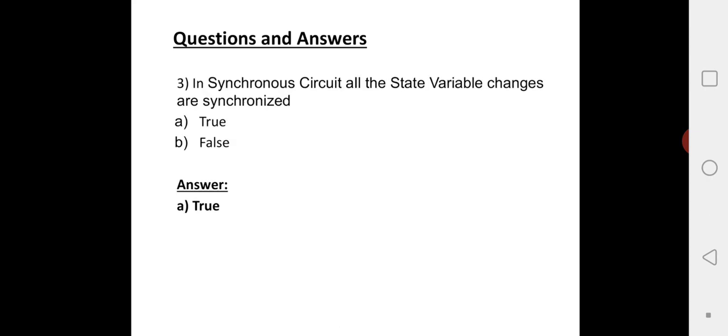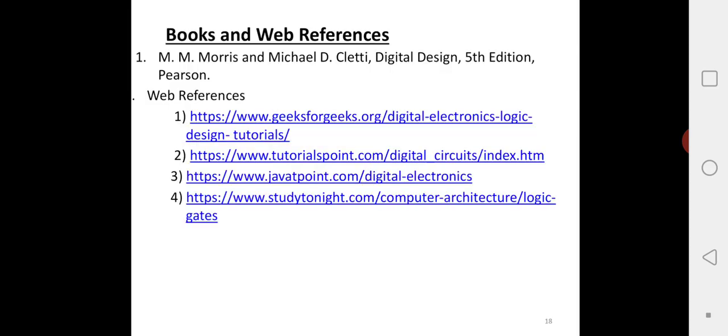Third MCQ is, in a synchronous circuit, all the state variable changes are synchronized, whether the given statement is true or false. Obviously we say that in a synchronous circuit all the state variable changes are synchronized, so the given statement is true. So these are the references.